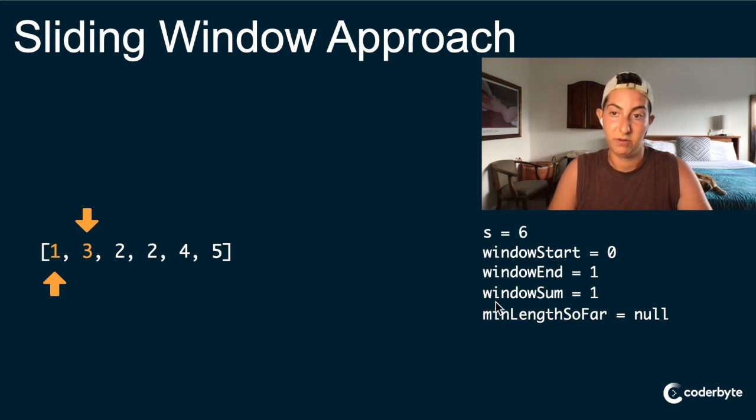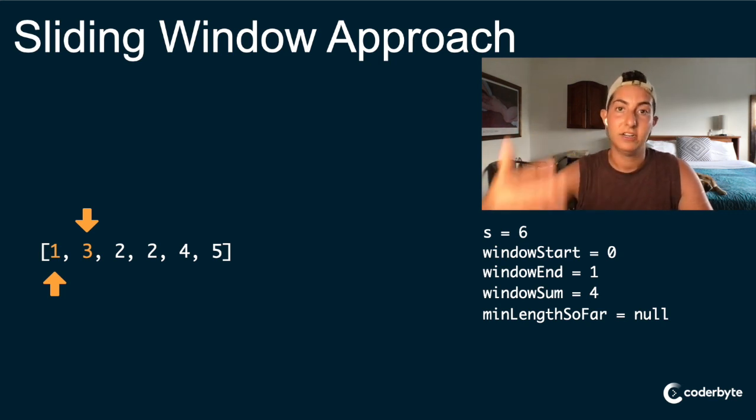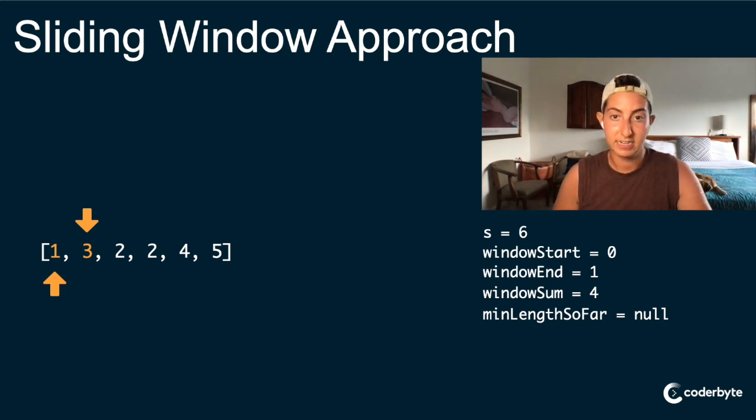So what did we do, right? We have a window sum of 1, so now we have to add 3 to our window sum. So now we have a window sum of 4. We ask ourselves again, is 4 equal to or greater than S? No, it's not, right? It's less than. So what do we do? We increment again, right? We add another element to our window and we increment our window end. So let's see what that does.